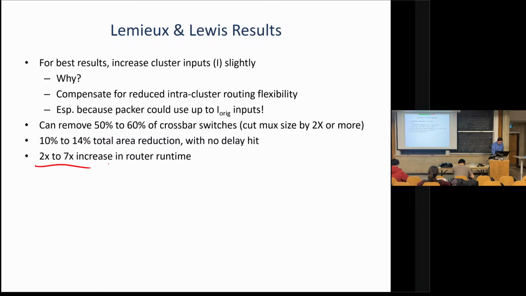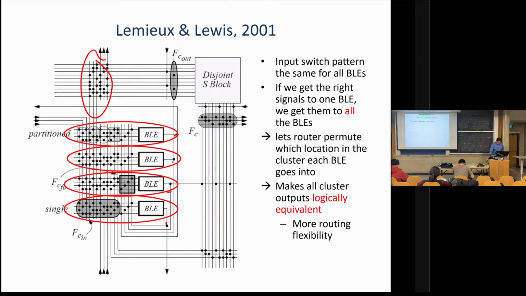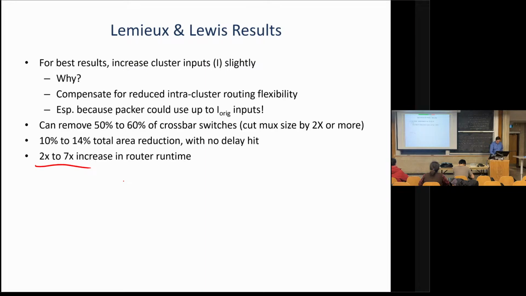Okay, the router has a more difficult problem now. Before, when I had a full crossbar here, the router could just come up to here and stop. Once it got a signal into the logic block, it's kind of done. The crossbar can do anything. Now it can't do that. It has to go into the logic block through this local routing and choose a LUT input. So it has some extra decisions to make. That expands the size of the routing problem, so it increased the router runtime for them by 2 to 7x. So it's not free.